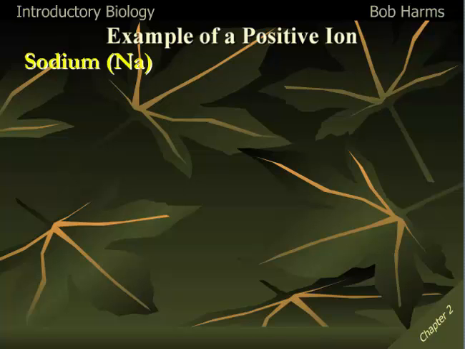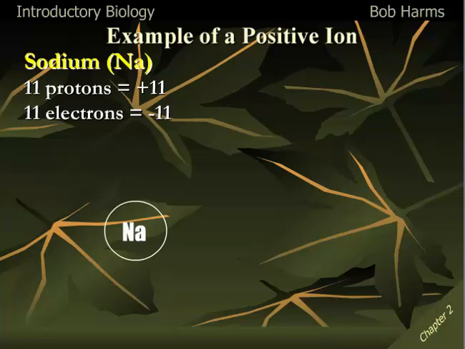A good example of that is something like sodium, which is Na on the periodic table. Sodium in its pure state is always going to have an equal number of protons and electrons. Its atomic number is 11, so it typically has 11 protons in its nucleus. So it's going to have 11 electrons orbiting that nucleus, again, if I have pure sodium. So let's take a look at how the electrons are arranged.